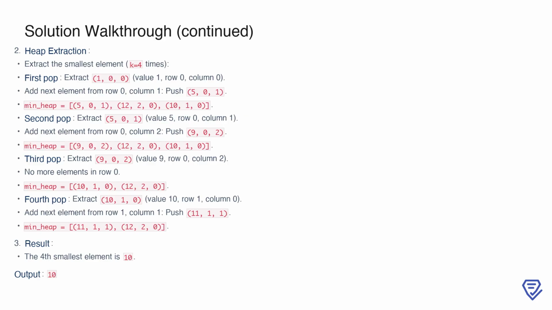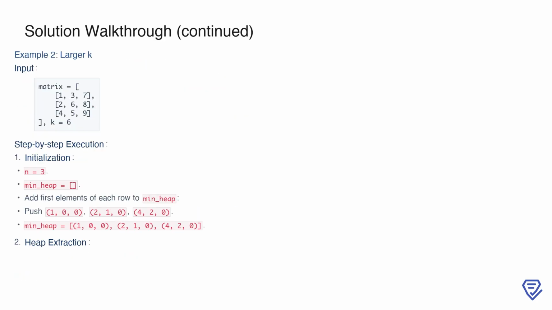For the third extraction, the smallest value is 9, from row 0, column 2. Row 0 is now exhausted, so we don't add anything new. The heap now contains 10 and 12. Finally, the fourth extraction gives us 10, from row 1, column 0. From row 1, we push the next value, 11, into the heap. At this stage, the fourth smallest element is determined to be 10, and we return this as the result.